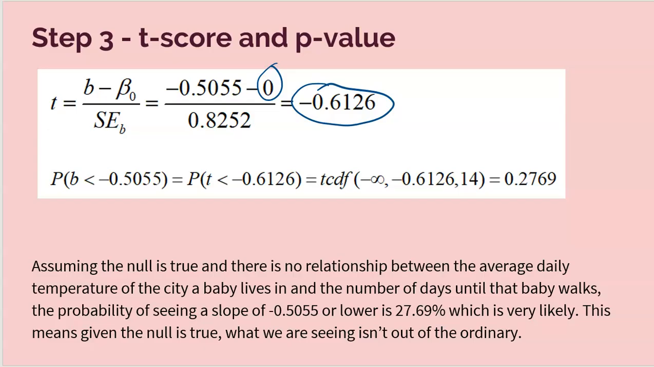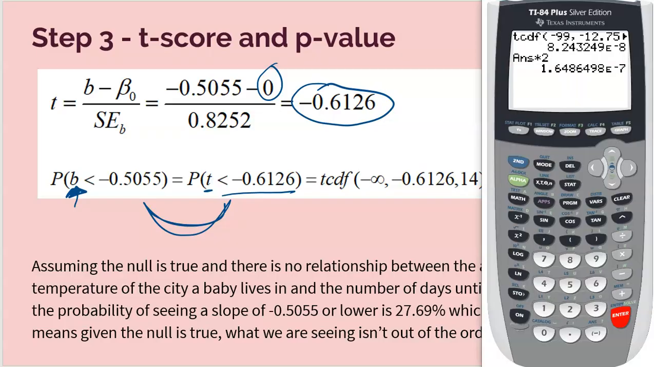So remember, a p-value is the probability that any other sample slope is more extreme, which in that case would be lower than ours. Why lower? Because we want to look negative, and our slope is negative, so more extreme would be even more negative. And to answer that question, we're going to find a t-score less than my t-score. So these two statements are exactly the same, one just based on slope, one based on the t-score. And then to do that, we are going to use tcdf. So I'll jump to tcdf real quick for you guys.